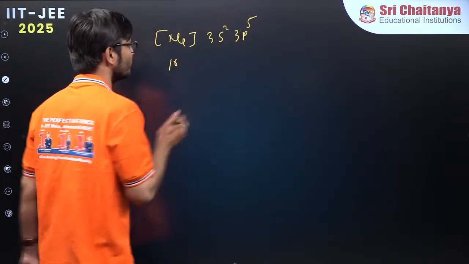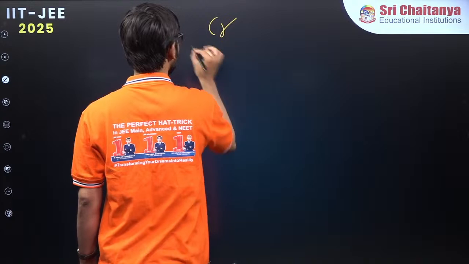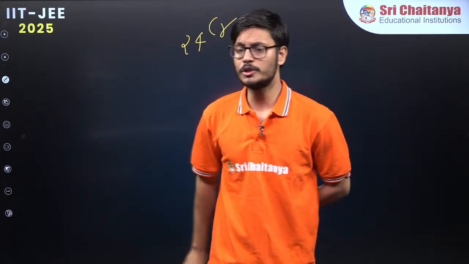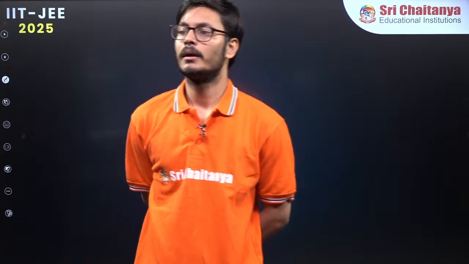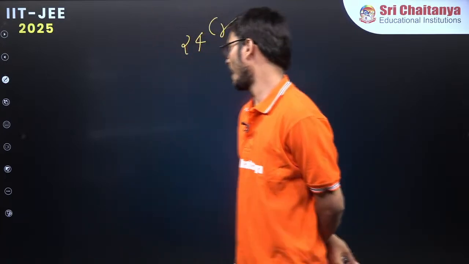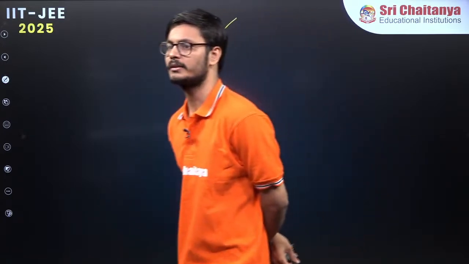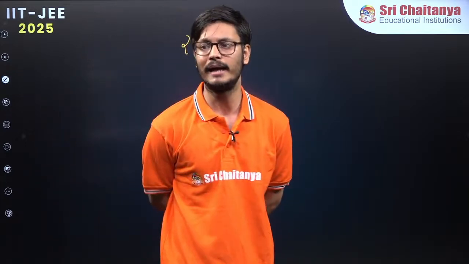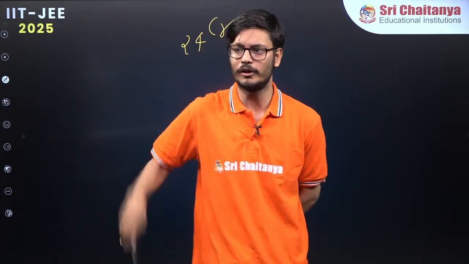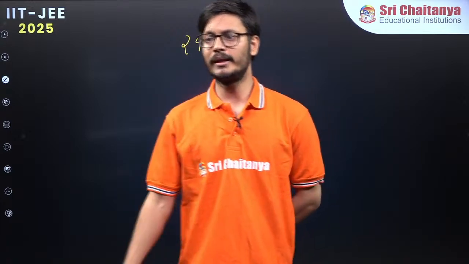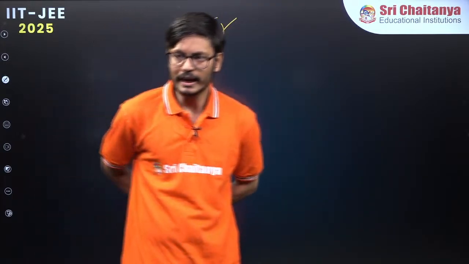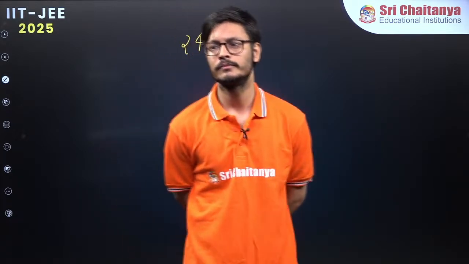Okay, I have one more. What about chromium? Chromium's atomic number is 24. Please write the electronic configuration of chromium. Let us see how many of you can write it. Let's go for that. Give me the answer for chromium. Write the configuration for chromium. Let's see how many of you can do it.